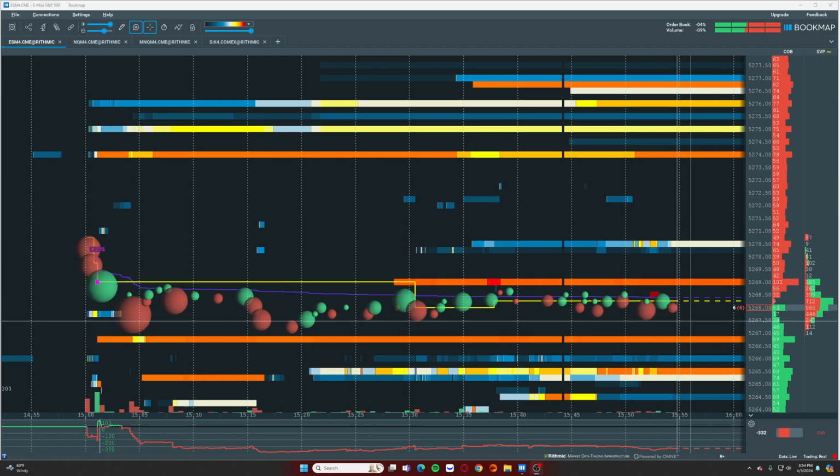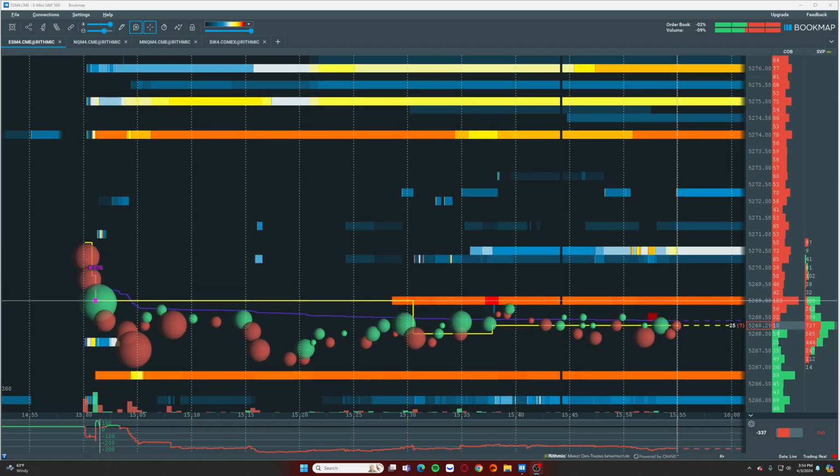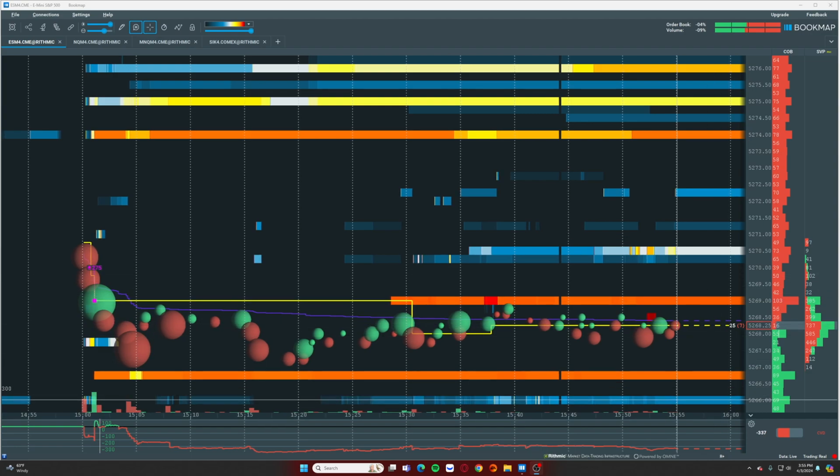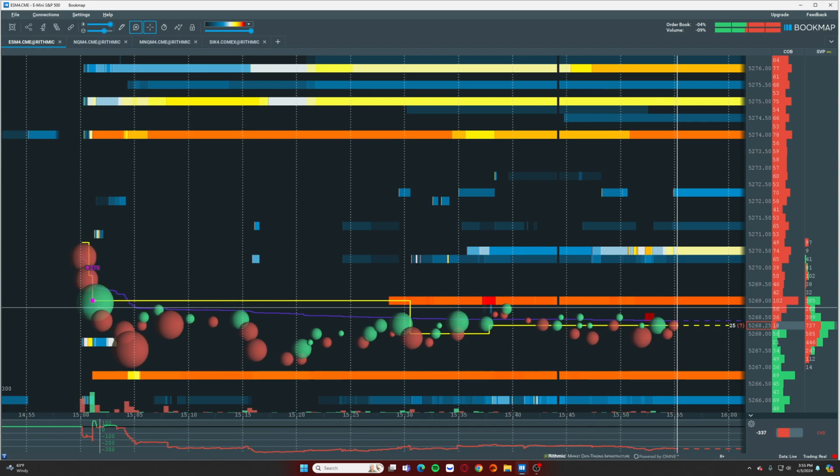So, these are resting orders. Now, you could assume that these are quote-unquote limit orders. That's what they are to my understanding. So, at 5269, there are 103 limit orders. At 5266, there are 69 limit orders. These are orders within the market. This is level 2 data displayed to look nice. That is what Bookmap is. It's just level 2 data.